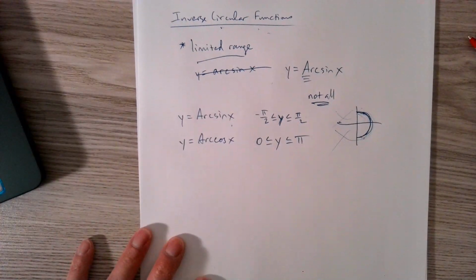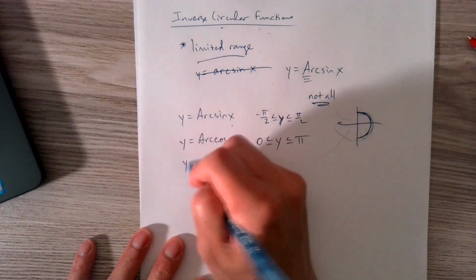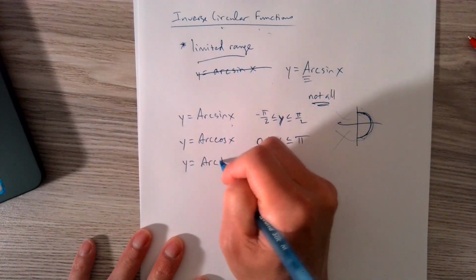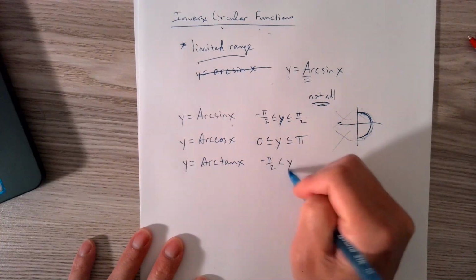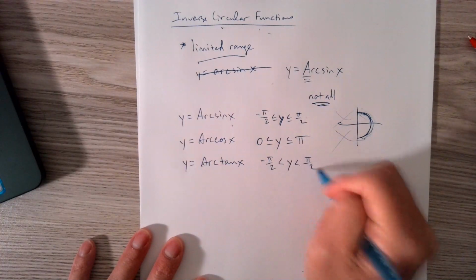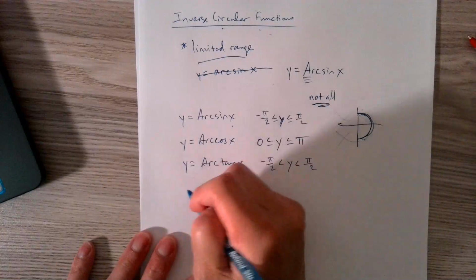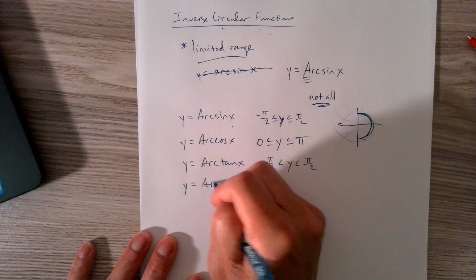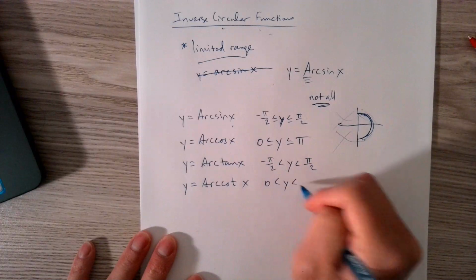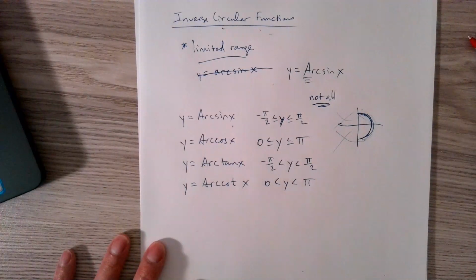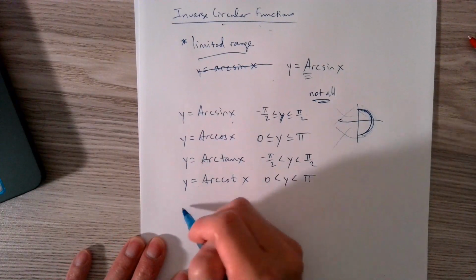That's the range for our cosine capital A. That's the range for arctan capital A. That's the range for our cotan capital A.